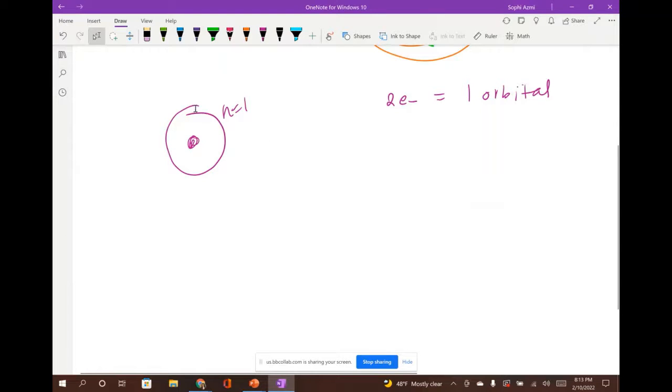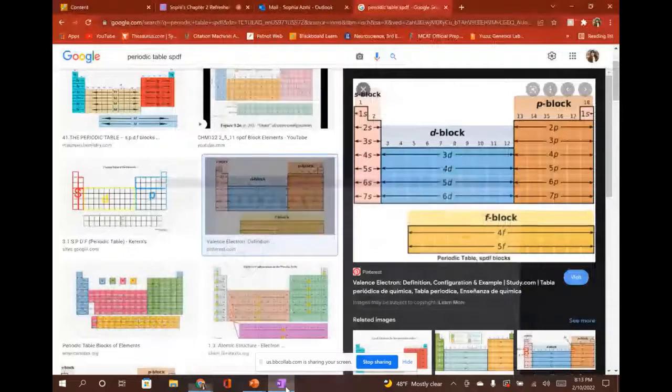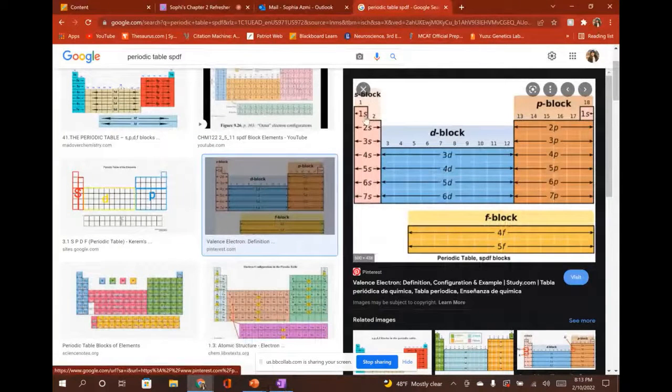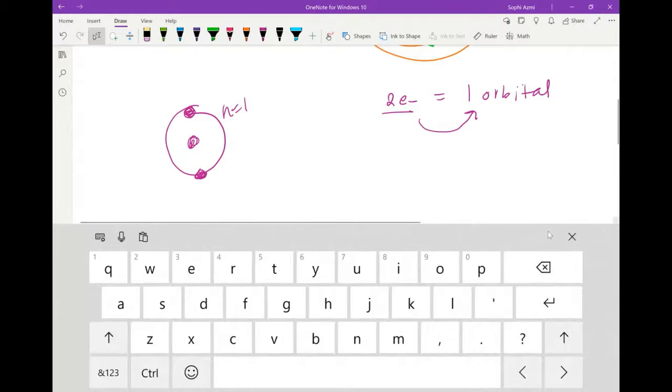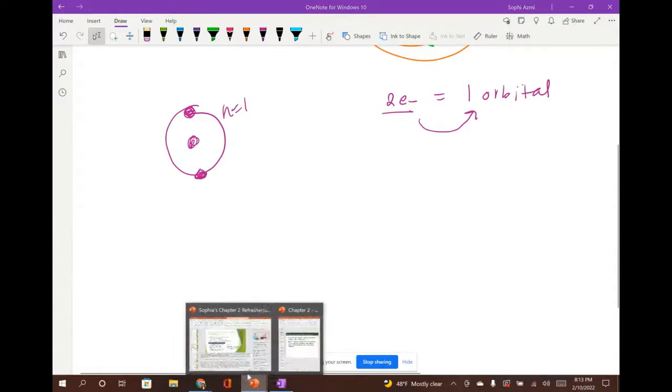If I want to find out how many electrons are in this energy level 1, I can just go to the periodic table and find wherever there is a 1. This area here is 1 and 1. I need to find out how many electrons are in it, so I'm going to count the blocks. 1, 2. I have 2 electrons in energy level 1. If I have 2 electrons, that means you have 1 orbital. You already understood the first point, which is literally in the slide right over here.